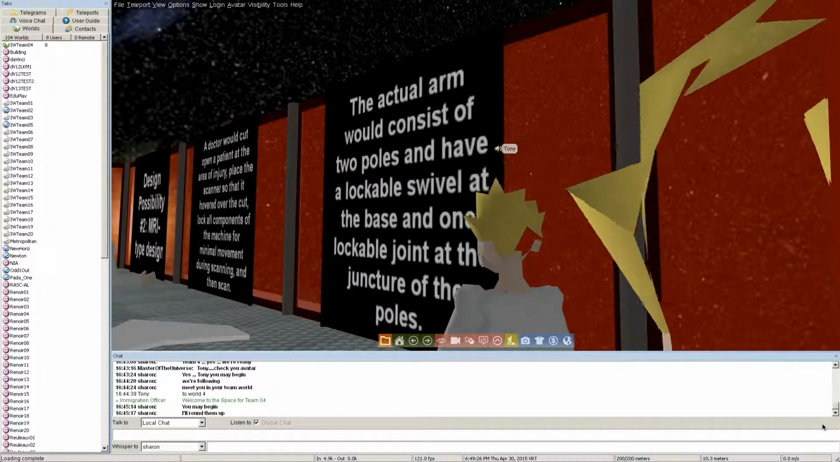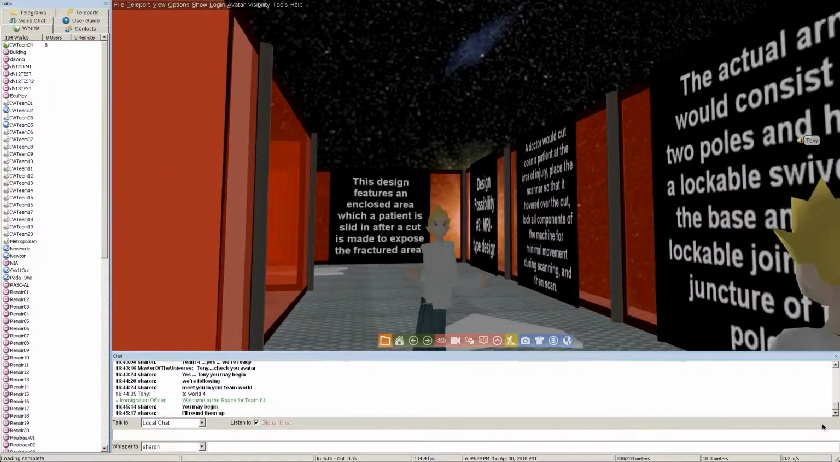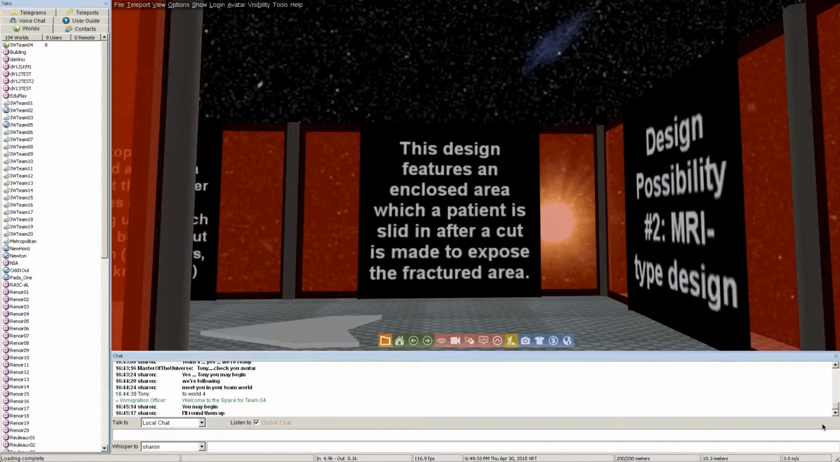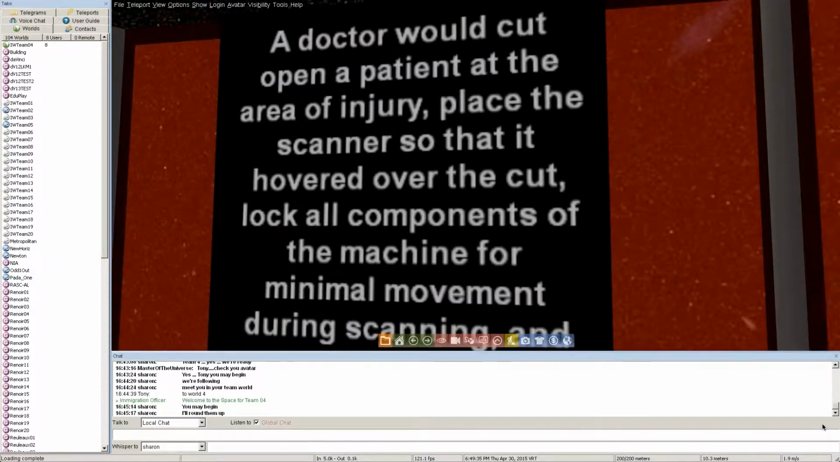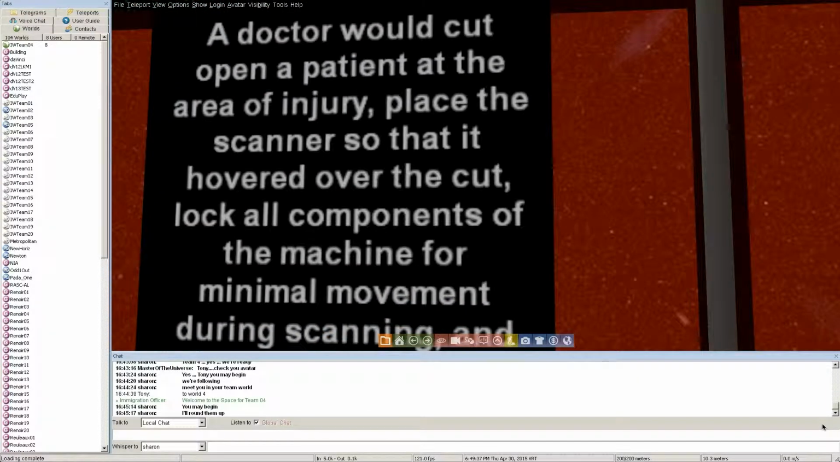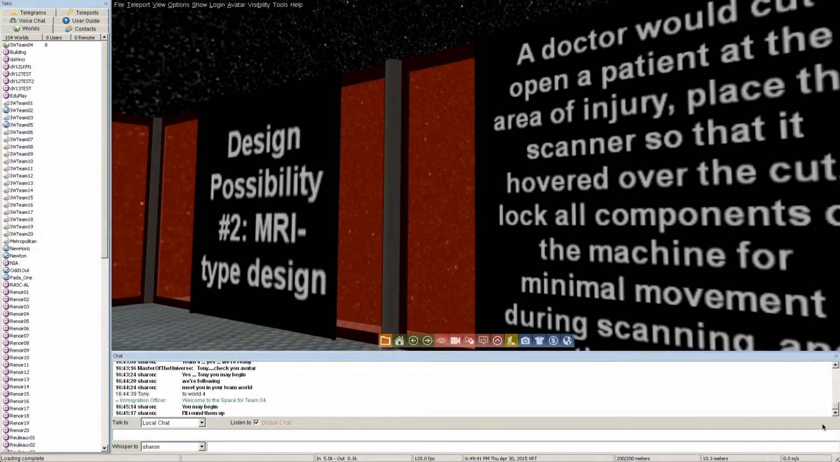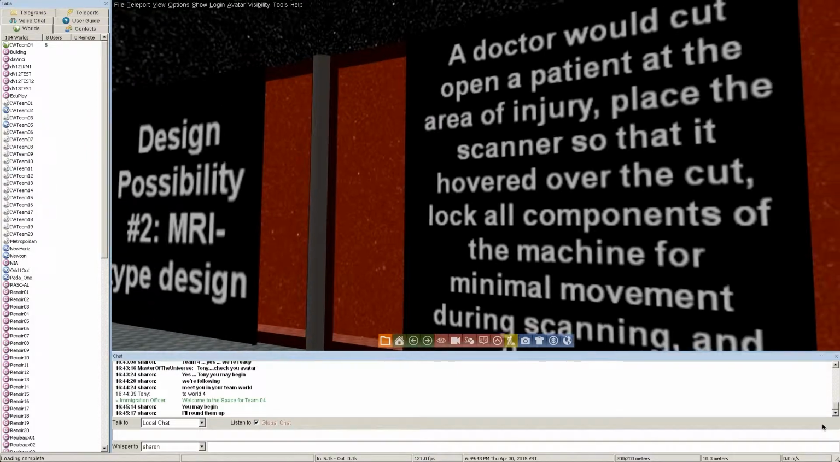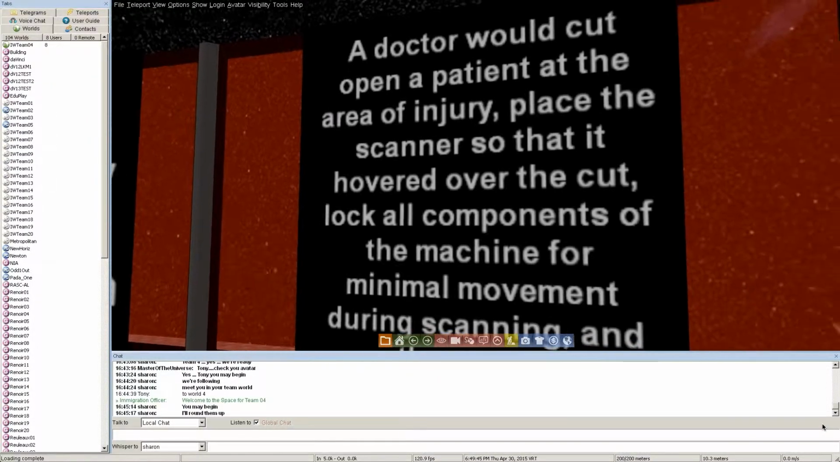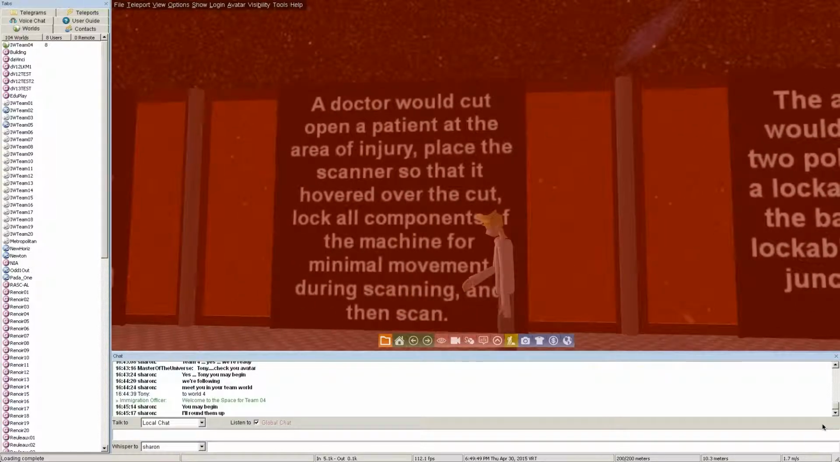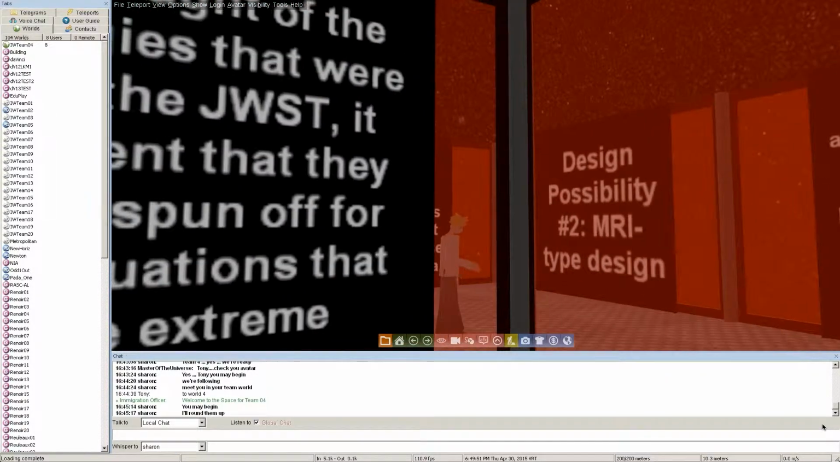And then while the scan was being performed, there would be a lever on the machine that would lock all the moving parts of the machine to ensure maximum steadiness for the scan. And then once the scan was performed, the image that it created would be sent to a monitor that could be studied very precisely by doctors prior to surgery.